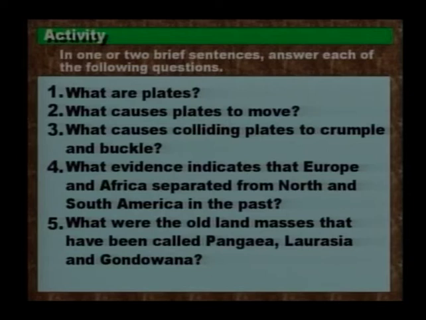What are plates? You define. What causes plates to move? Number 3, what causes colliding plates to crumple and buckle? What evidence indicates that Europe and Africa separated from North and South America in the past? And what were the old land masses that have been called Pangaea, Laurasia, and Gondwanaland? And that's what I'd like you to do for your homework.